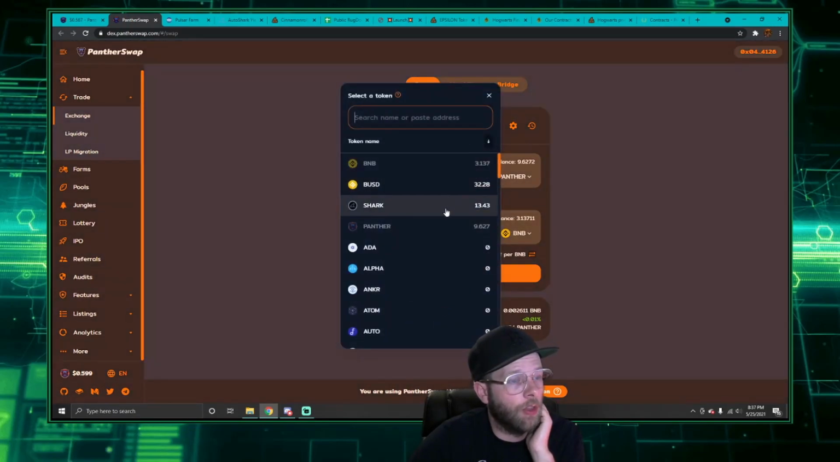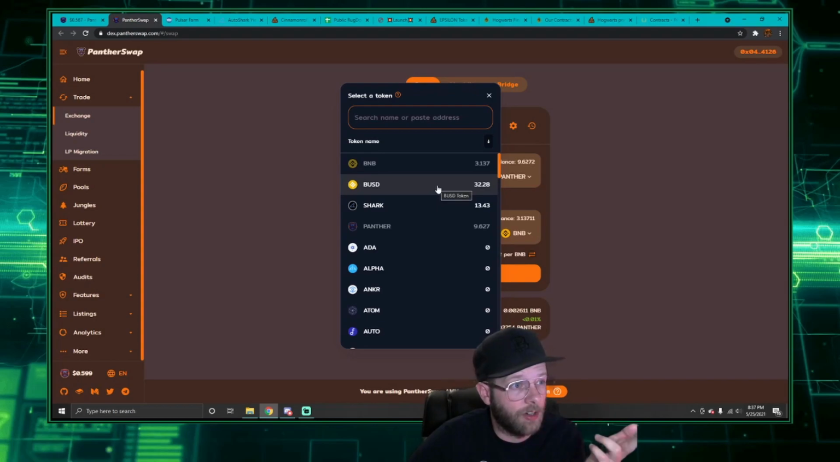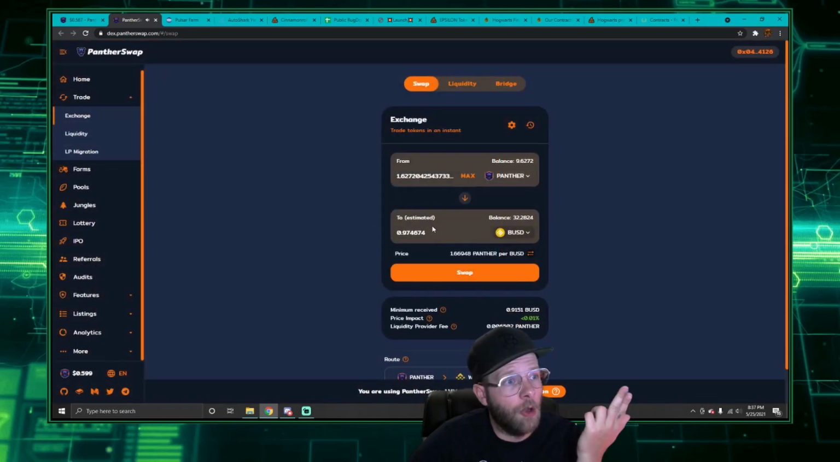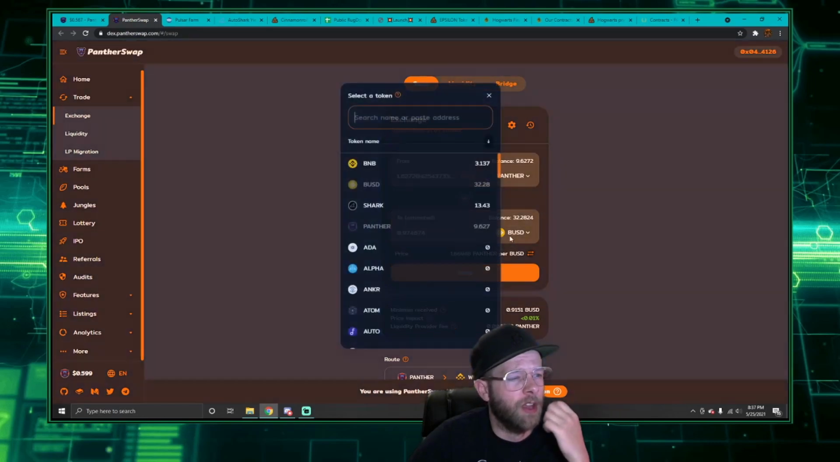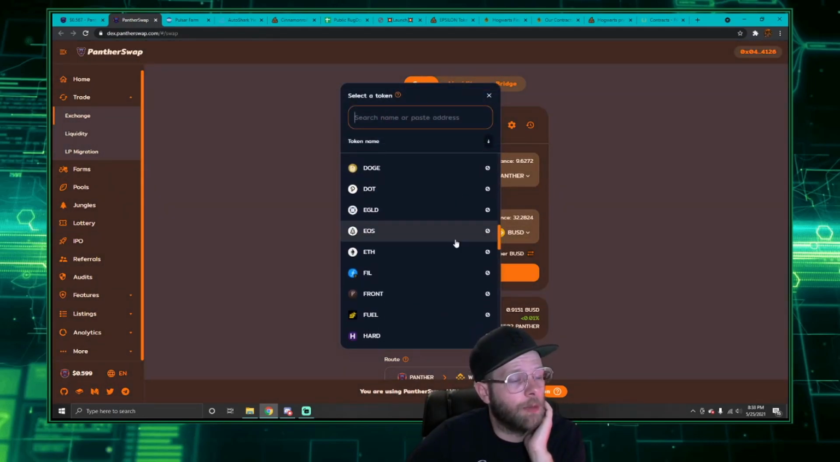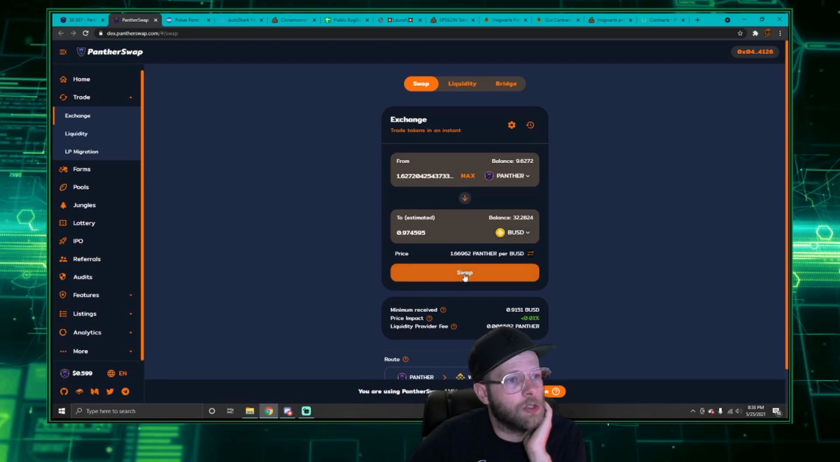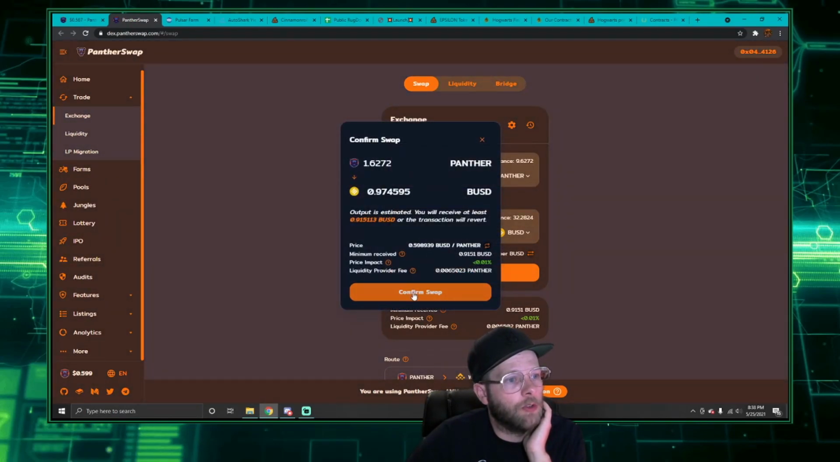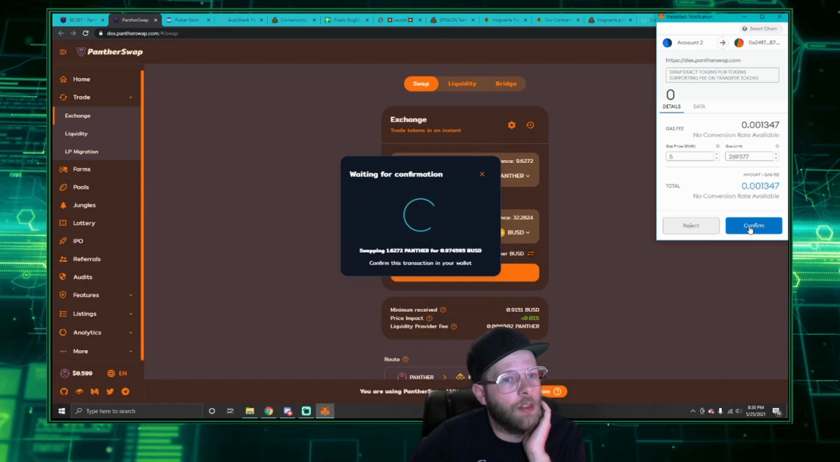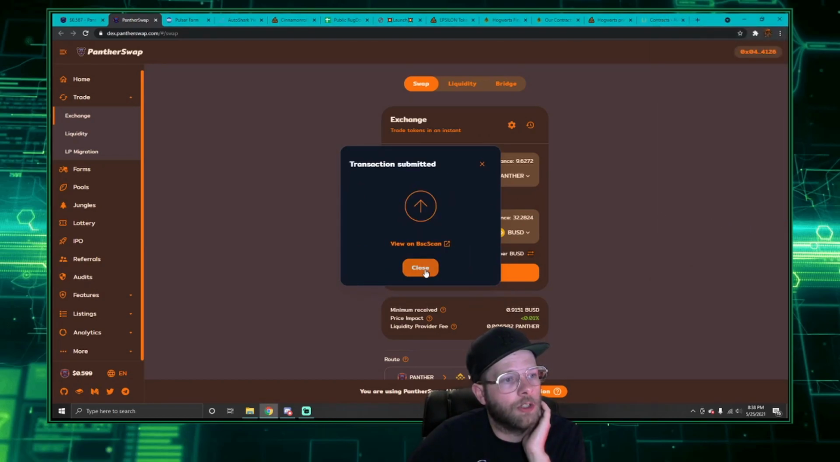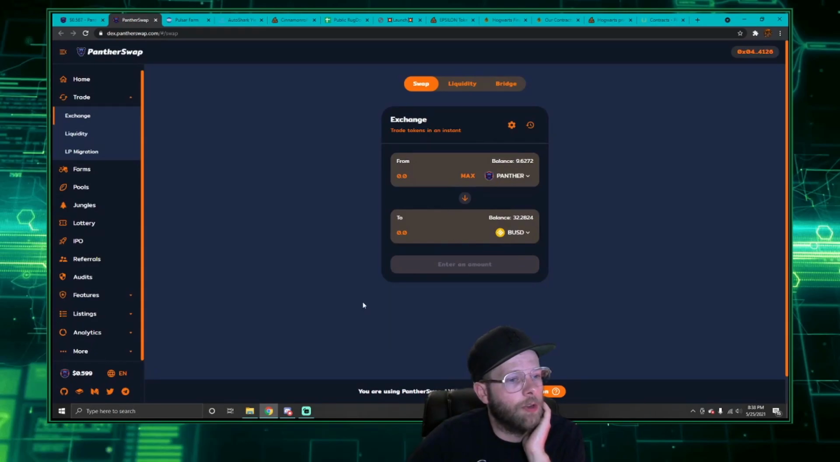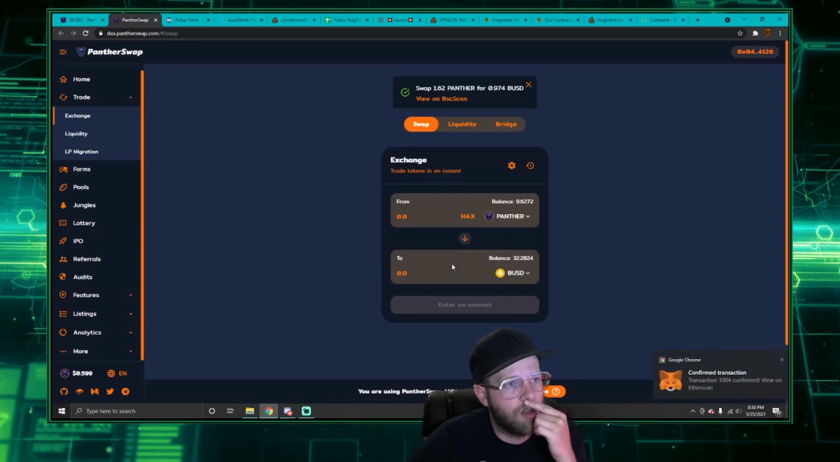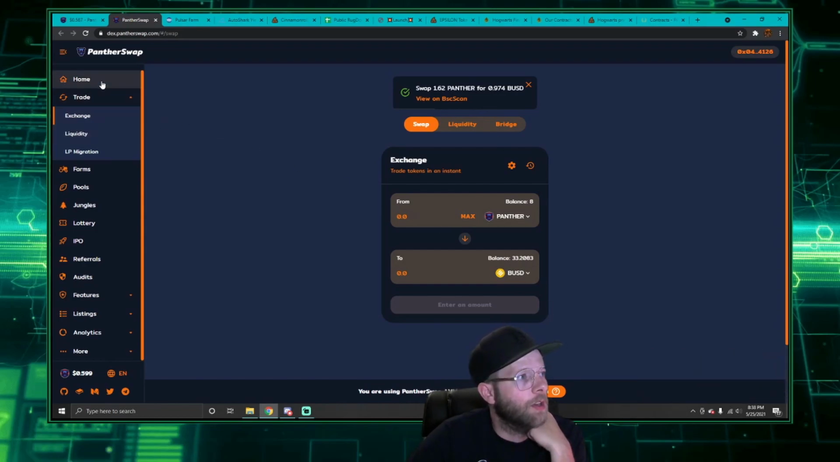You can also trade it for other coins. For instance, I could trade it for BUSD if I wanted. And that would be almost $1 worth of BUSD. You can trade it for plenty of other coins, especially on PancakeSwap. And then you would just hit swap. It would ask you to confirm your transaction. And then MetaMask is going to ask you to confirm your transaction. And then you're going to wait for confirmation. And there you go, there's my confirmation. So now my balance should go to 8, and that increased by 0.974 BUSD.